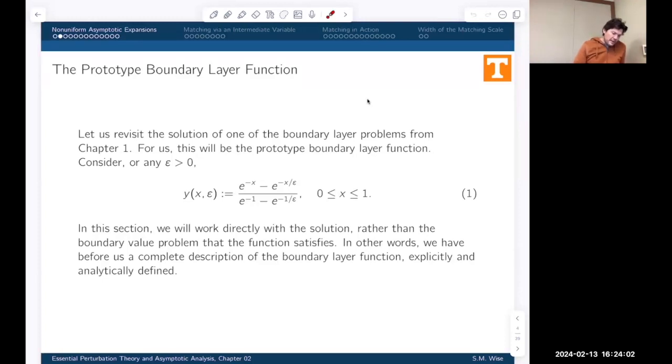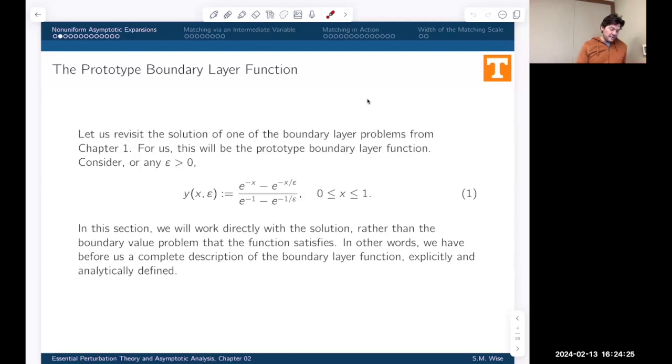So we're going to look at this thing I'm going to call the prototype boundary layer function. This was the solution to that boundary value problem that we described in chapter 1. And the interesting thing about that boundary value problem, I guess one of the interesting things, is that it was linear and we could solve it exactly fairly easily.